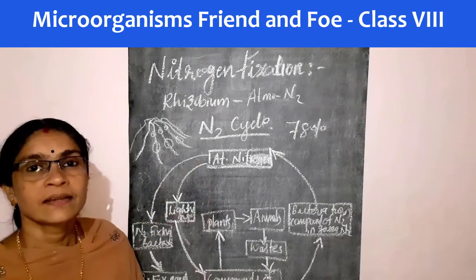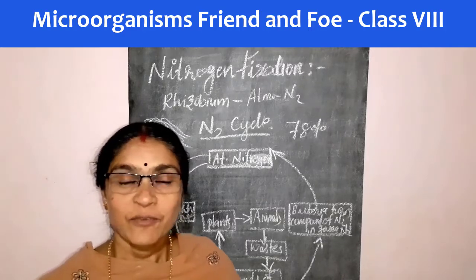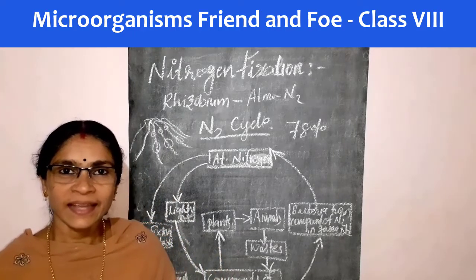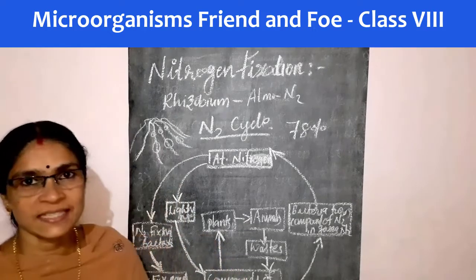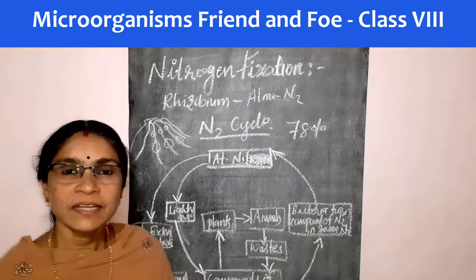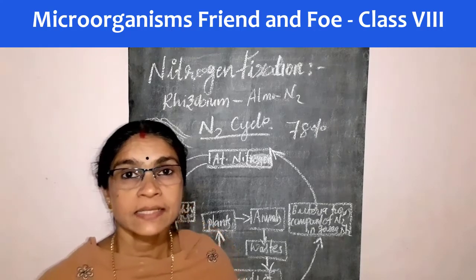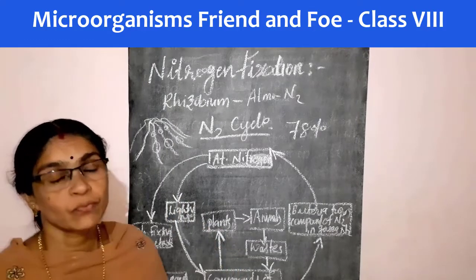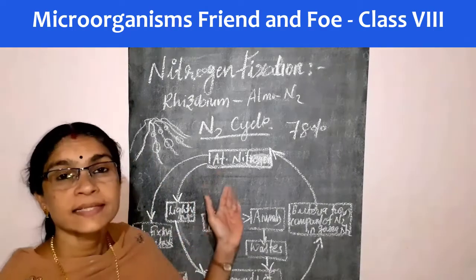In this lesson, we discussed microorganisms, friendly microbes and harmful microbes, and their various friendly and harmful activities. We discussed plant diseases, animal diseases and human diseases which are caused by microbes, and various methods of food preservation. At last, we discussed the nitrogen cycle.